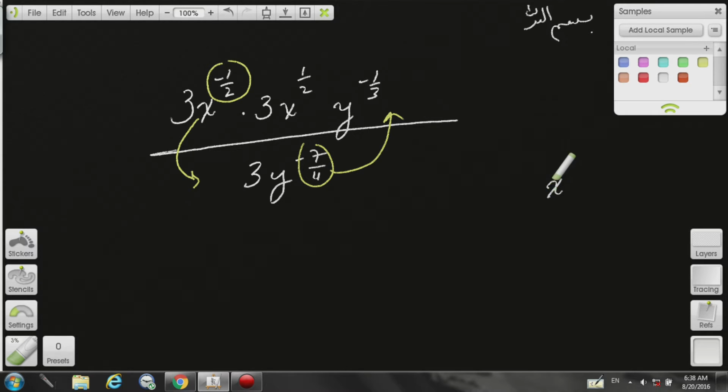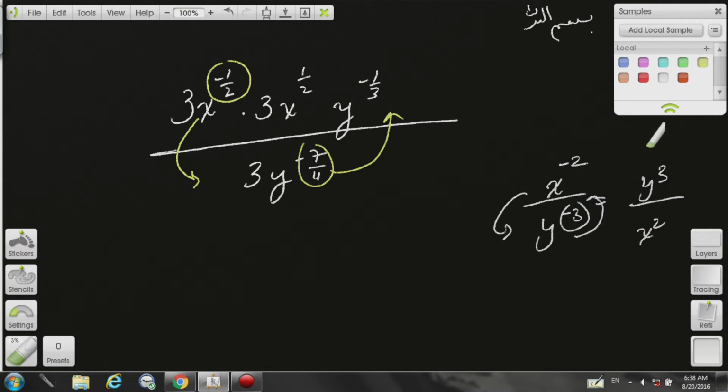In other words, if I have x to the negative 2 over y to the negative 3, this becomes y to the 3 over x squared. This goes over here, and this goes over here because of the negative exponents. So that's usually the first thing I do.